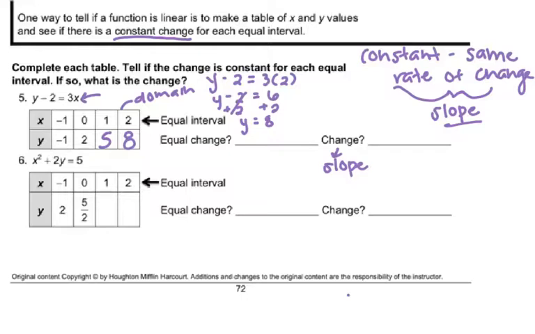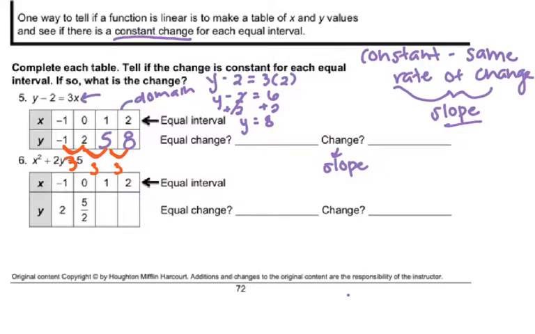Now, how are we going to determine if the change is equal? I'm going to pick a different color here. From -1 to 2, how many steps are we going? -1 to 0 is 1 step. 0 to 2 is 2 steps. So altogether, we're going 3 steps to the right. What about from 2 to 5? That's also 3 steps. 5 to 8, also 3 steps.